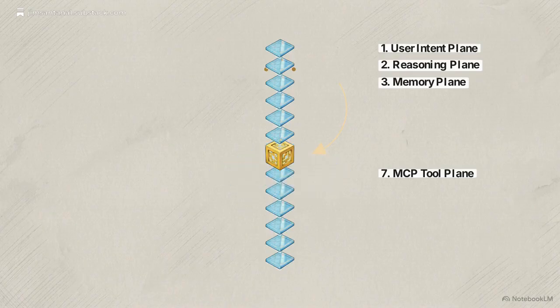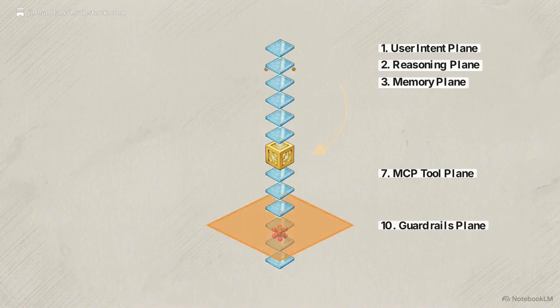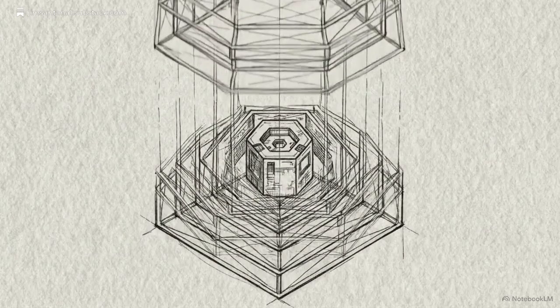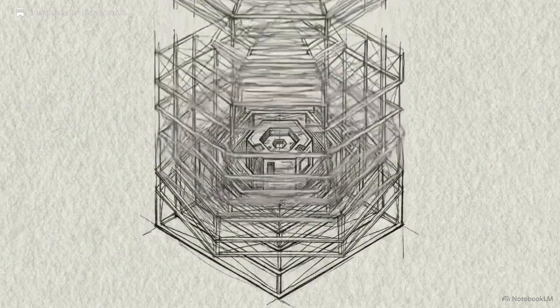The guardrails plane enforces hard constraints and confidence thresholds. It actively catches hallucinated logic and blocks out-of-bounds actions. All of this surrounds the execution runtime at the core. It strictly manages the state machine flow, cycling sequentially from planned to executing to verifying. An autonomous agent is only as safe and reliable as the 12 planes of infrastructure that contain it.